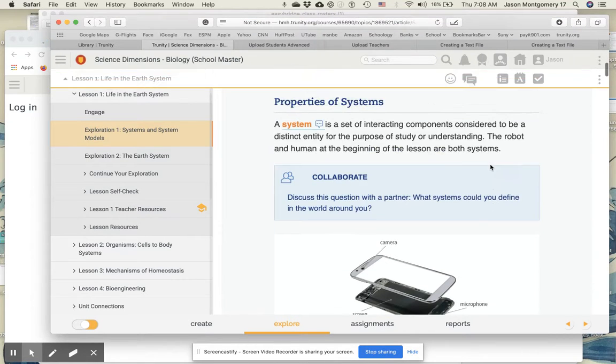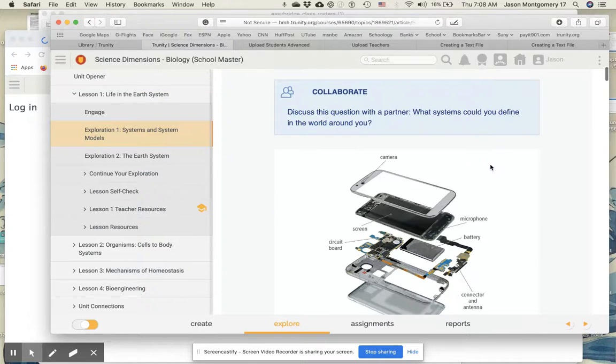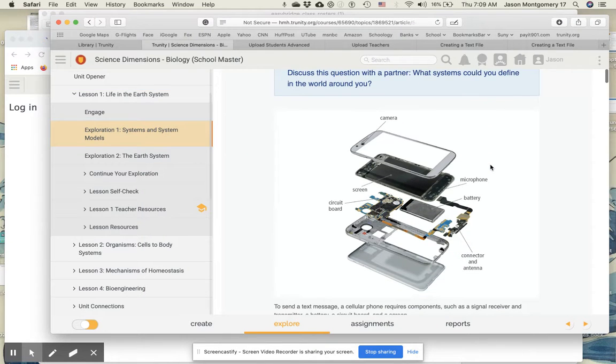Okay, so they give you a really simple explanation here of what a system is, and it's a set of interacting components considered to be a distinct entity for the purpose of study or understanding. Okay, so that's the technical term. So I give you the example of the cell phone. A cell phone is a great example of a system because it has many parts that have specific jobs and specific functions that work all together to perform a task.